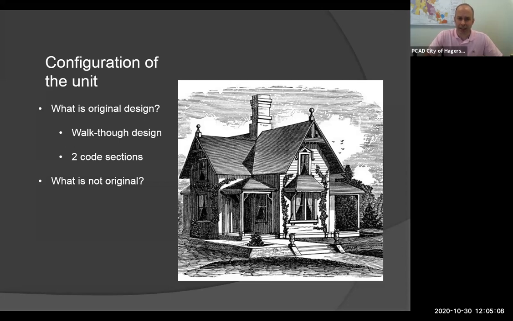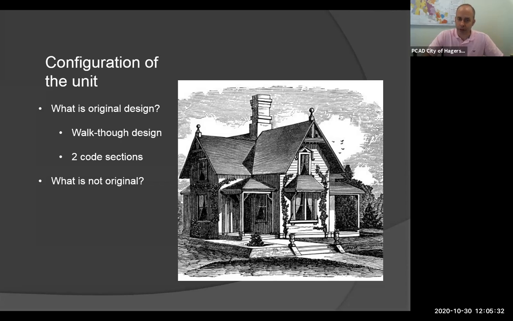So the way the code is written, you cannot walk through a bedroom to get to another bedroom. You have to only be able to come from other areas. You can't walk through a bedroom to get to another bedroom, and there's a code specifically saying that's not permitted. Now, we do have an exception to that code, being that it's original design.